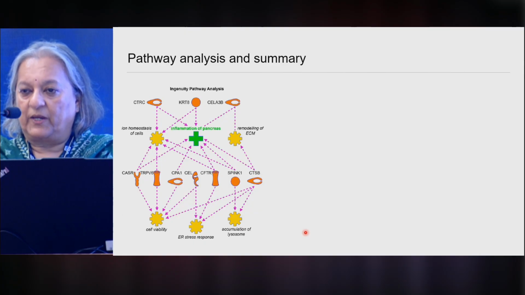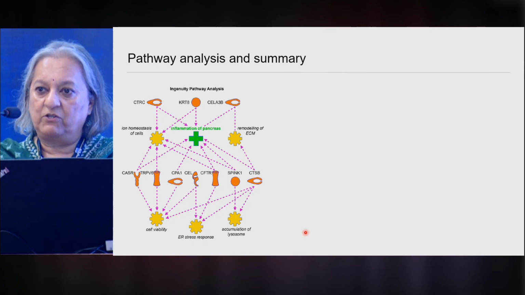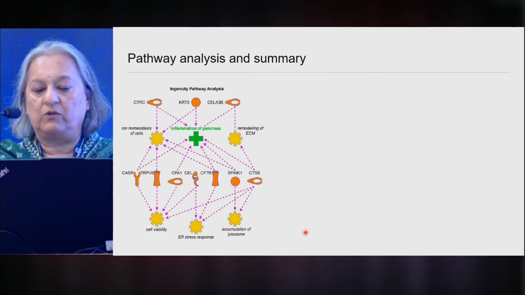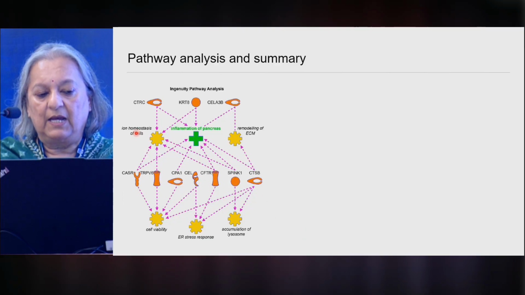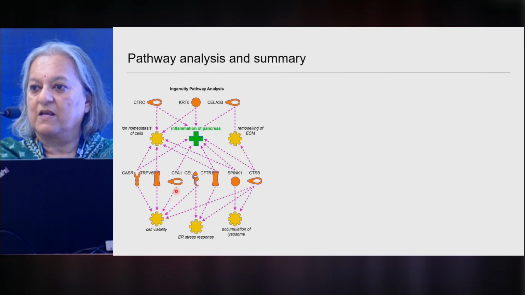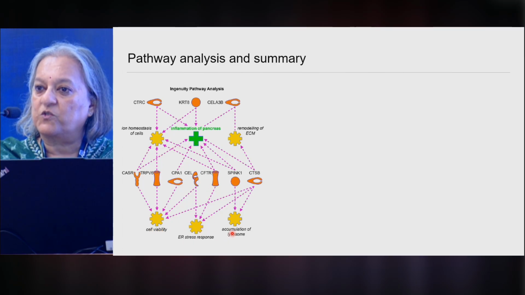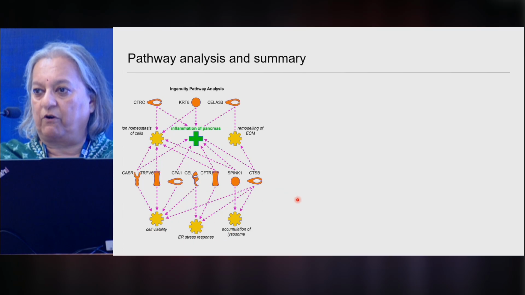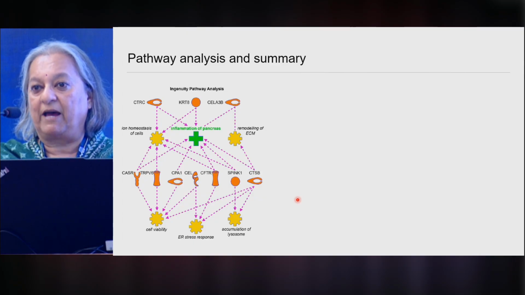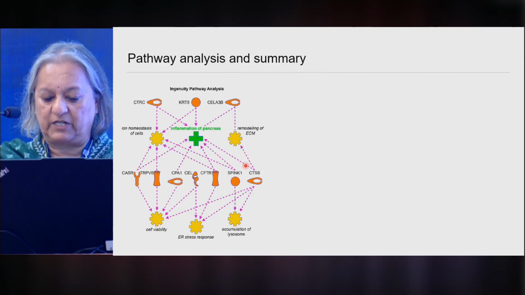We looked at the genes we had and we tried to integrate them into a holistic signaling pathway using Ingenuity Pathway Analysis. And you can see that many of these genes impinge on pathways such as homeostasis, inflammation, cell viability, ER stress response, all of these known to be involved in the actual malfunctioning of the pancreas at various stages.